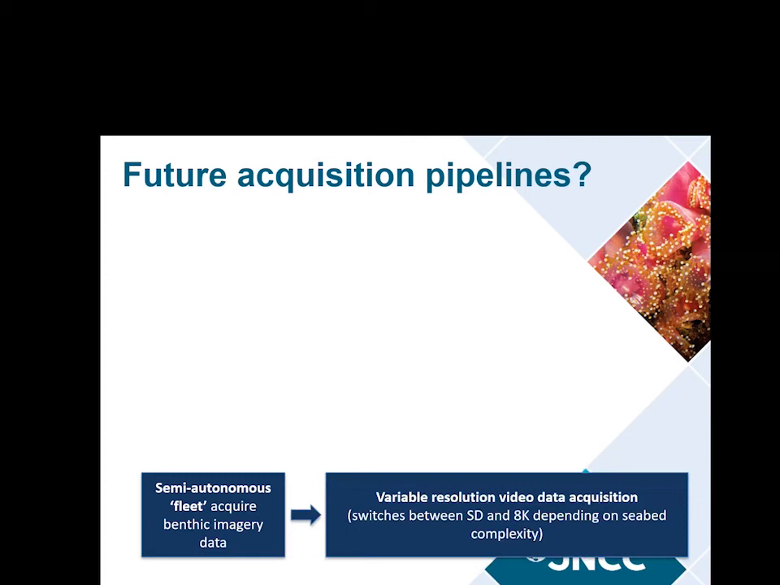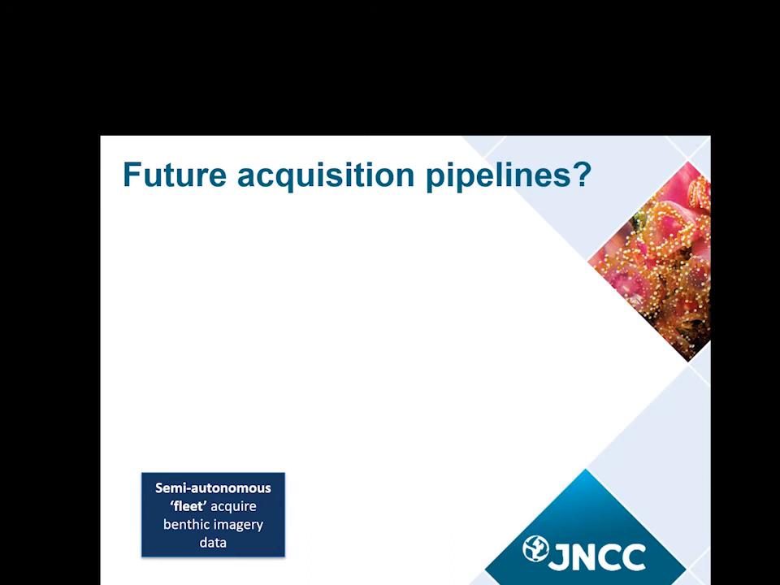They have a variable resolution capability, where this is a clever semi-autonomous fleet that has sensors that can track what type of seabed it's going over. Where it appears to be complex, it will switch to a different camera system that is higher resolution and a higher frame capture rate. And then when it goes over the areas where you don't really have that, it switches to just a lower resolution format, so it saves space.